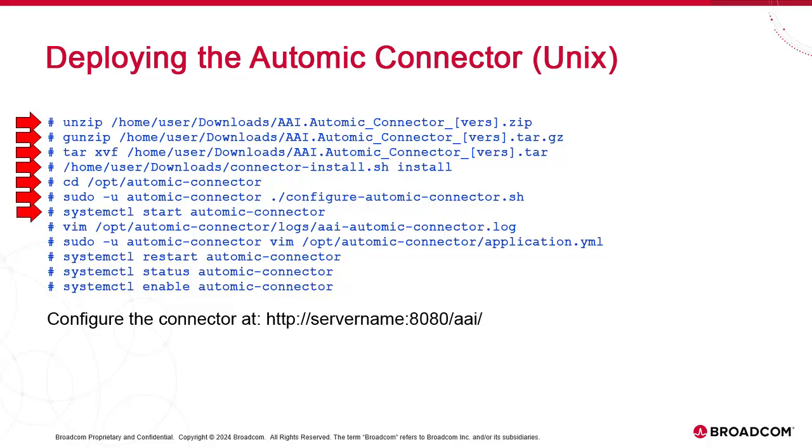Start the service, check the log for messages. Update application.yaml as needed. Restart the service if you have made changes to application.yaml. Check the status of the connector. Set the service to auto-start at boot. Finally, configure the scheduler connector in the web UI.